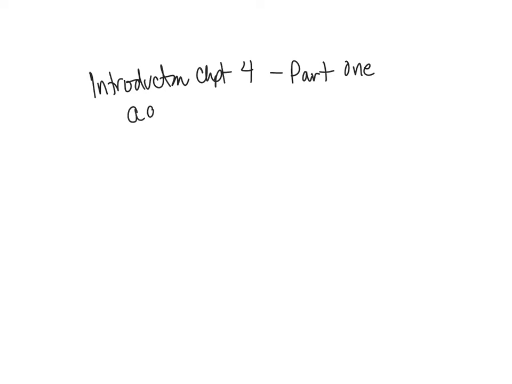Welcome to an introduction to Chapter 4, and we'll divide this into two parts, and this is just going to be part 1 for today. And we're going to be talking about aqueous solutions, and in particular, we're going to be talking about the reactions that occur in the aqueous solutions.